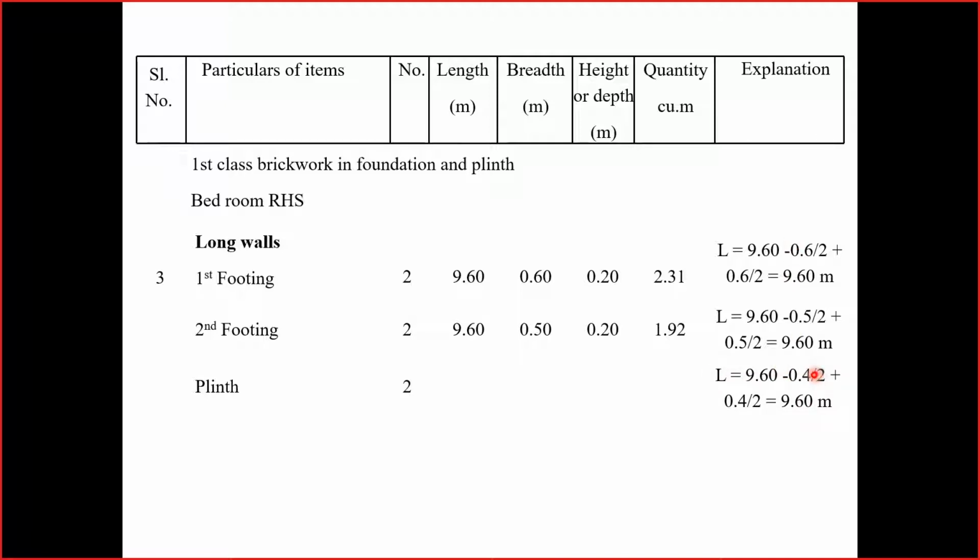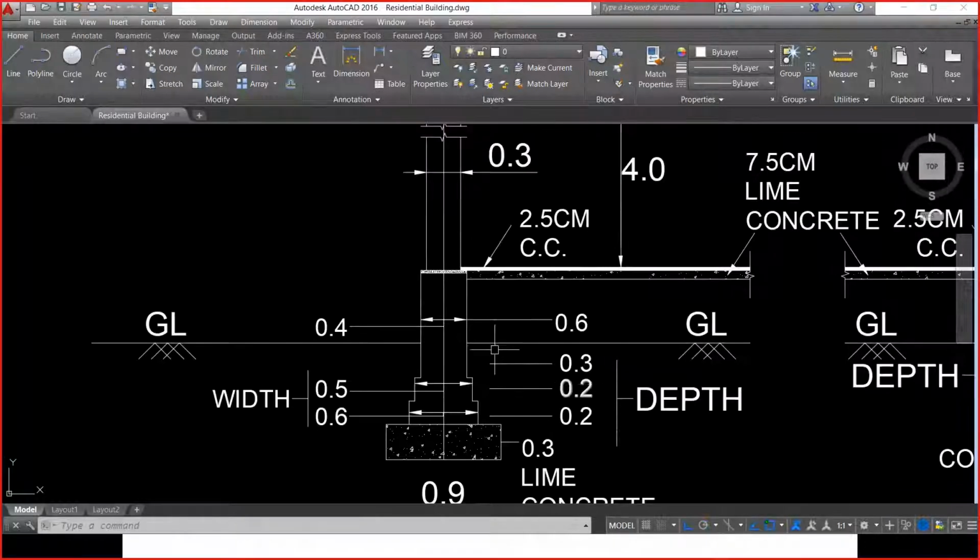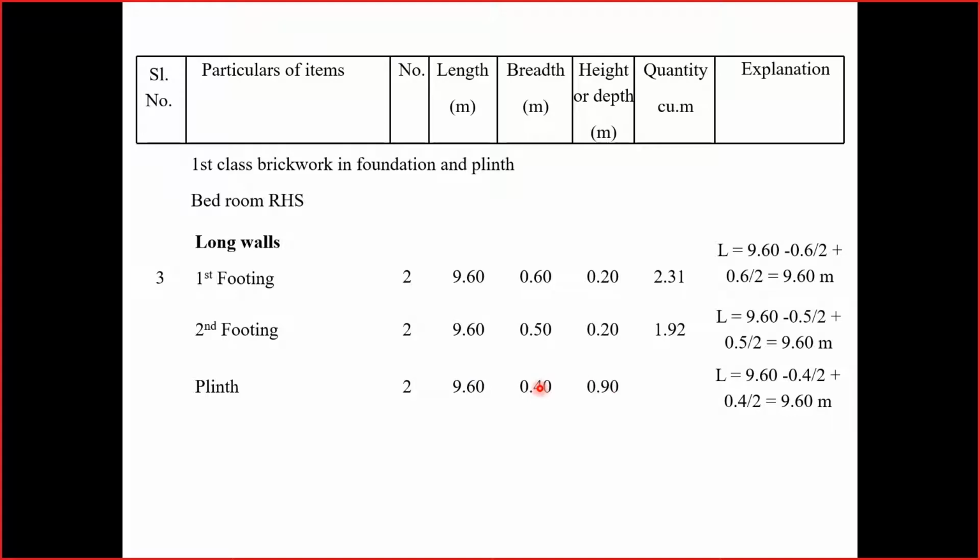0.4 by 2, subtract 0.4 by 2 on the left and add 0.4 by 2 on the right hand side. We get the length as 9.6 and the width of the plinth is 0.4 meters, and the height or depth again is going to remain the same because it is main wall, 0.6 meter above ground level and 0.3 meter below ground level. Total value is 0.9 meters, and the total quantity we get is 6.91 meter cube of first class brickwork in foundation and plinth for long walls under bedroom number 2 and bedroom number 3 only.